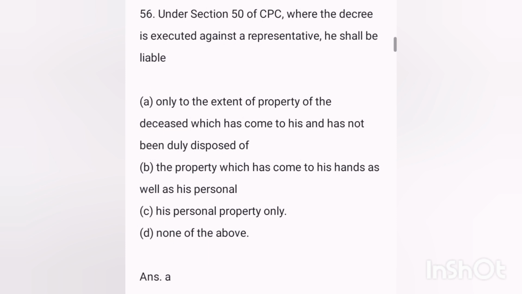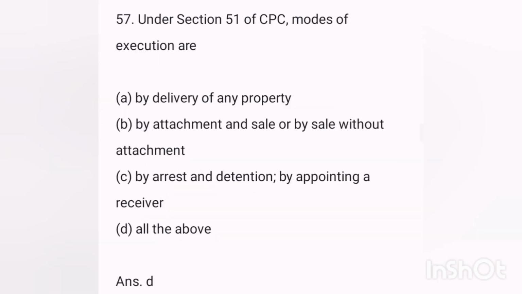Next, under Section 50 of CPC, where the decree is executed against a representative, he shall be liable. Answer was A. Only to the extent of the property of the deceased which has come to his hands and has not been duly disposed of. Answer was A. Next, under Section 51 of the CPC, modes of execution are. Answer was D, all of the above.